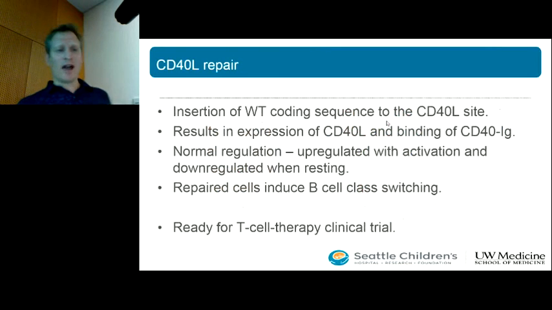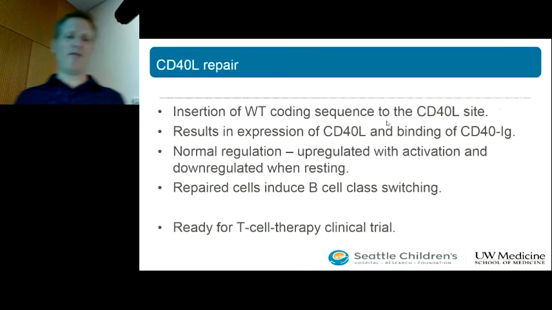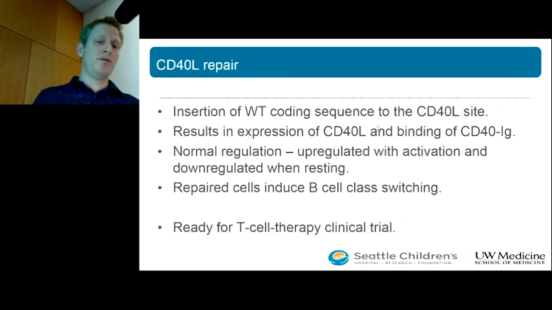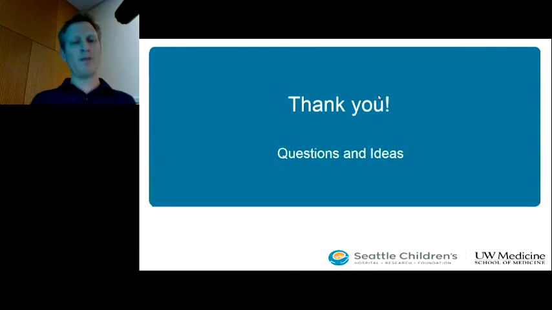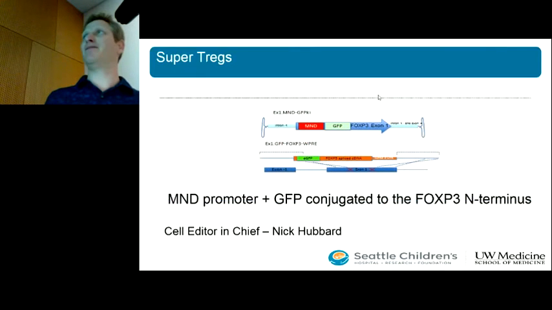So the CD40 ligand repair basically inserts the wild type coding sequence into the CD40 ligand site. It results in expression of CD40 ligand and binding of CD40 Ig. It is normally regulated, so it gets upregulated and downregulated when the cells are activated or resting. And we are able to induce B cell class switching, at least in the 96 well plate. So we think that we are ready for a T-cell therapy clinical trial. We can stop here since we have 5 more minutes. Just 2 points. It's not the only thing that we're working on. We're making T-Rex, super T-Rex, for example.